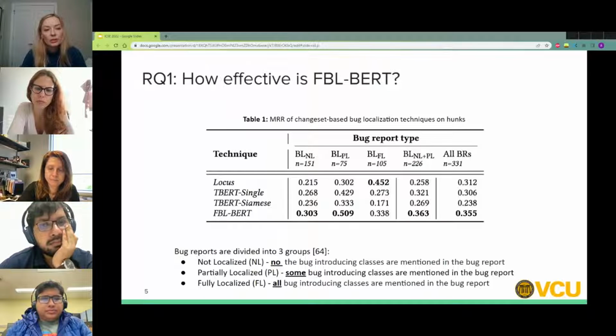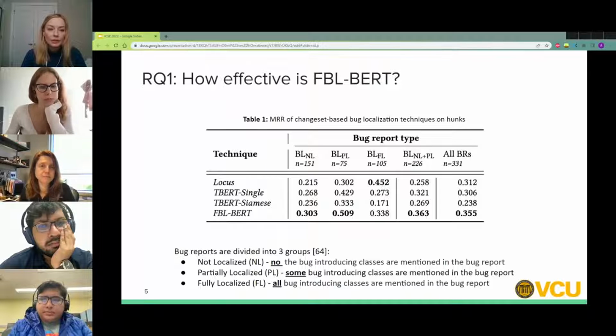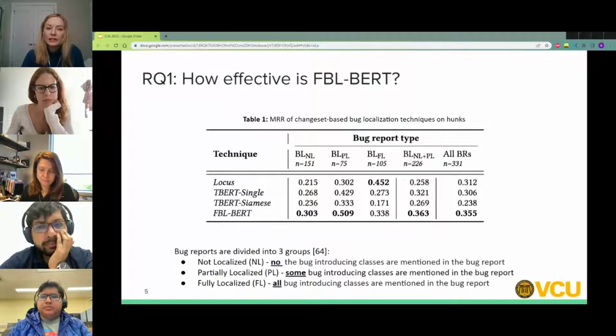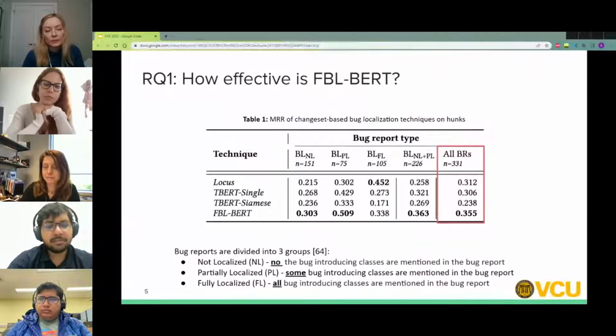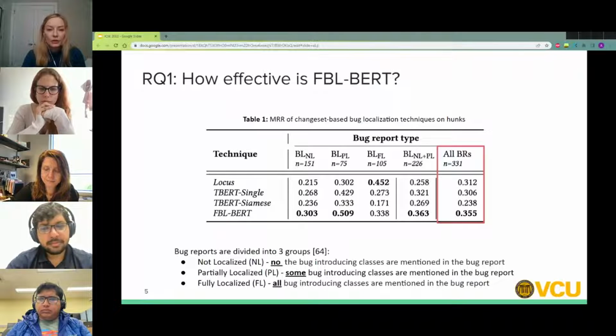So let's briefly look into the results for RQ1. In this table, we show retrieval accuracy measured with mean reciprocal rank. As our baseline, we use Locus, which is a vector space model, and also two T-BERT models, which are recently proposed deep learning models, also for change set retrieval. The difference between FBL-BERT and T-BERT is that T-BERTs use document-level representation and FBL-BERT uses word-level representation. Overall, we can see that FBL-BERT performs better than Locus and both T-BERT architectures.